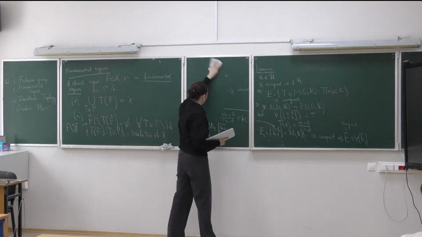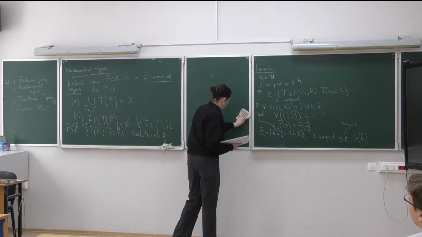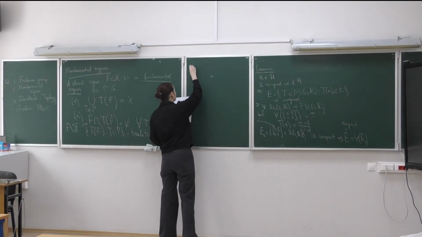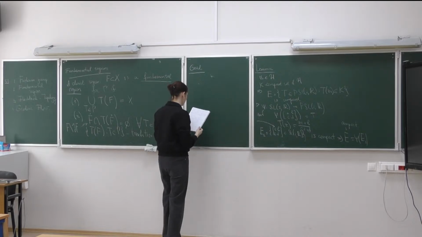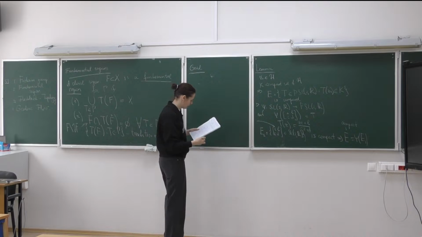So, what is our goal? The goal is to prove that any Fuchsian group possesses a nice, connected, and convex fundamental region.